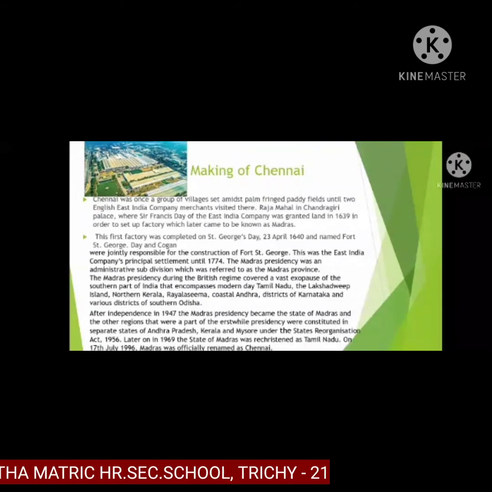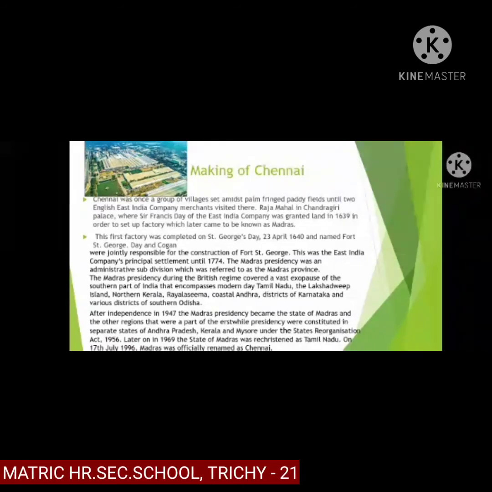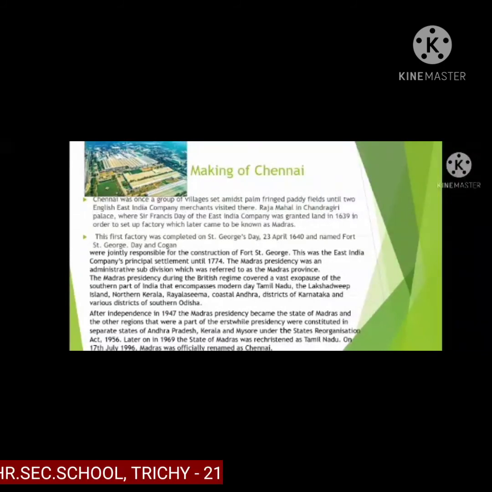The Madras Presidency was an administrative subdivision which was referred to as Madras Province. The Madras Presidency during the British regime covered a vast expanse of the southern part of India that encompasses modern-day Tamil Nadu, the Lakshadweep Islands, northern Kerala, Rayalaseema, coastal Andhra, districts of Karnataka, and various districts of southern Odisha.